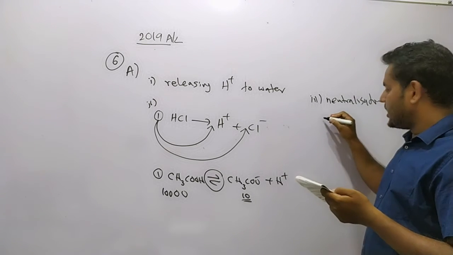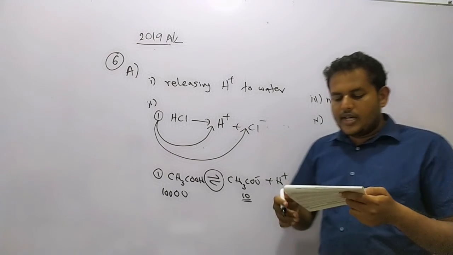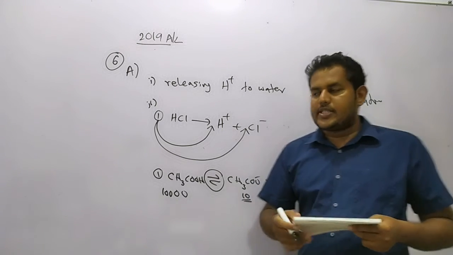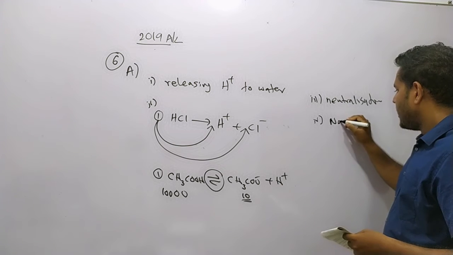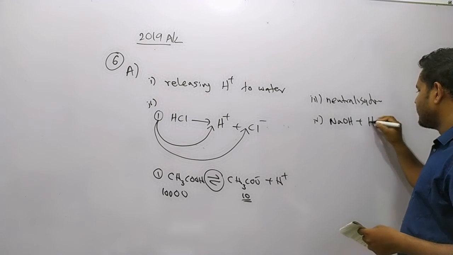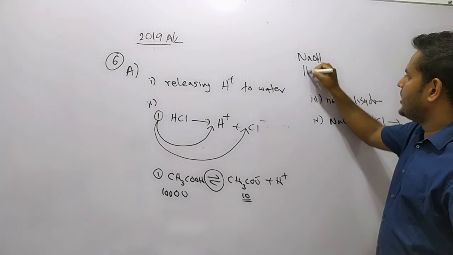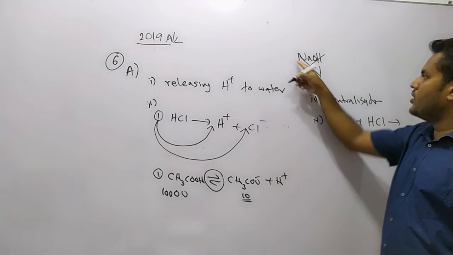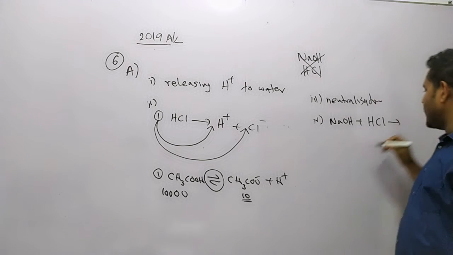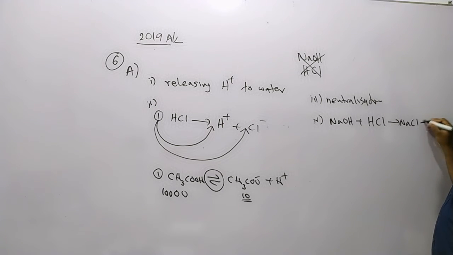In the next part, they are asking to write the reaction between sodium hydroxide and hydrochloric acid. It is very simple. Sodium hydroxide reacts with HCl. How do we identify the products? Just write sodium hydroxide like this and HCl like this, then put across. Then you will get the products. Clear? You get sodium chloride and water.